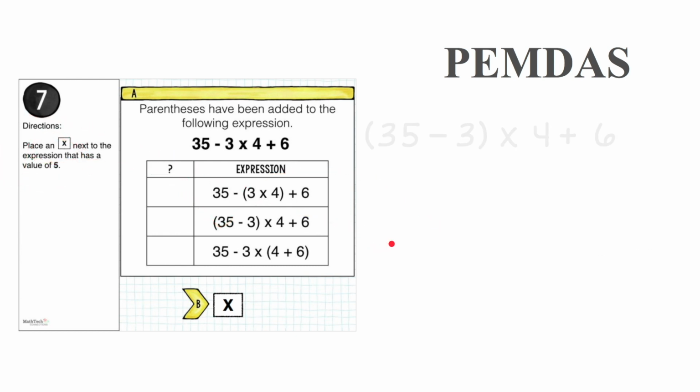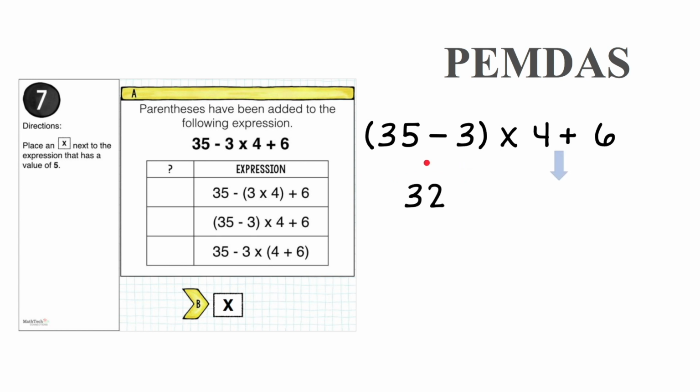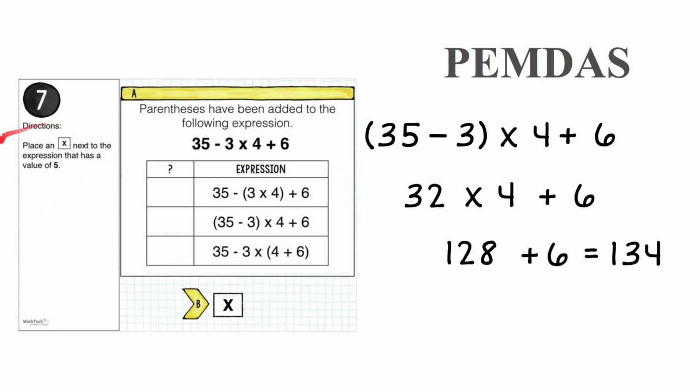So here, let's go to the next one. And we saw that value to be in the teens. This value, parentheses, 35 minus 3 is 32. We're going to bring this down. So we have 32 times 4 plus 6. Order of operations tells us we do not have any exponents. We multiply or divide. 32 times 4 is 128. We bring it down plus 6, and we get 134. And we're looking for a value of 5.